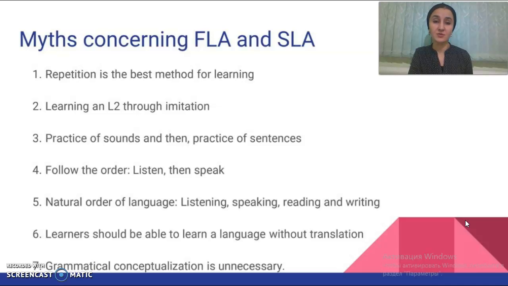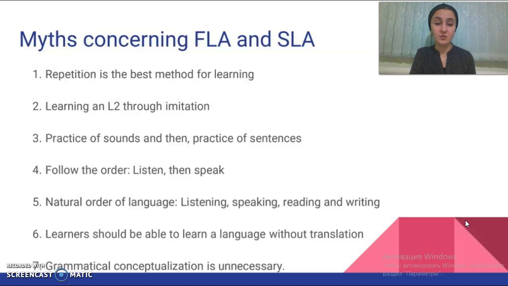Then, following the order: listen, then speak. No, it depends on the personality and on the person, because we have a variety of people who first learn how to speak and only after that listen, or learn grammar rules. So the natural order of language is listening, speaking, reading and writing. Among them we also have grammatical rules, grammatical structure and vocabulary.